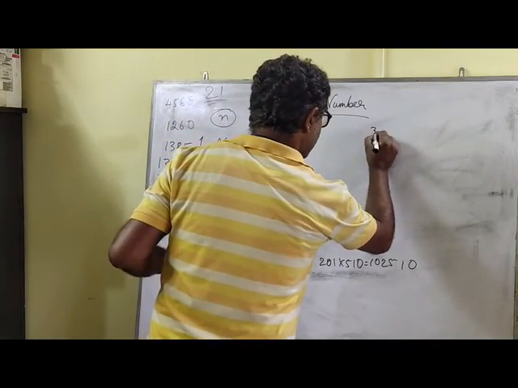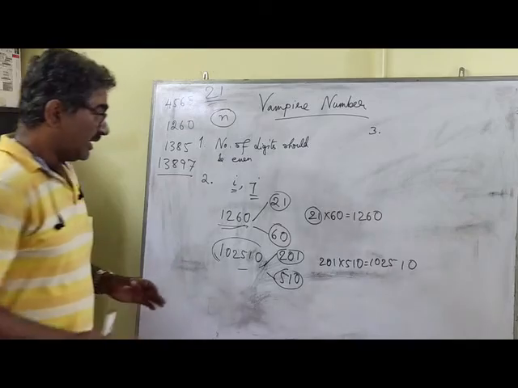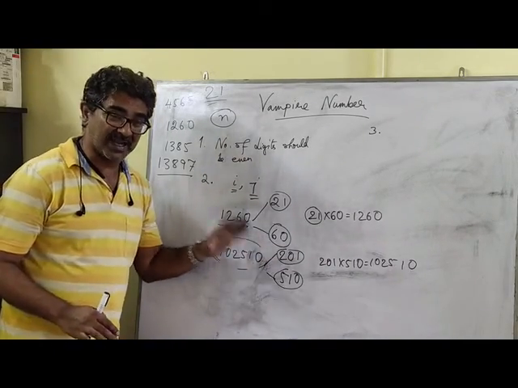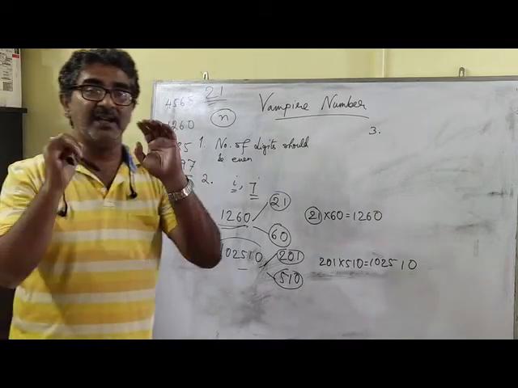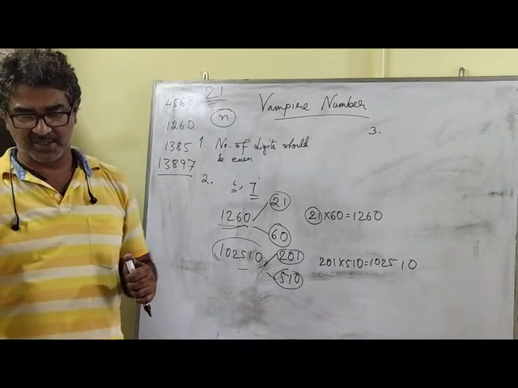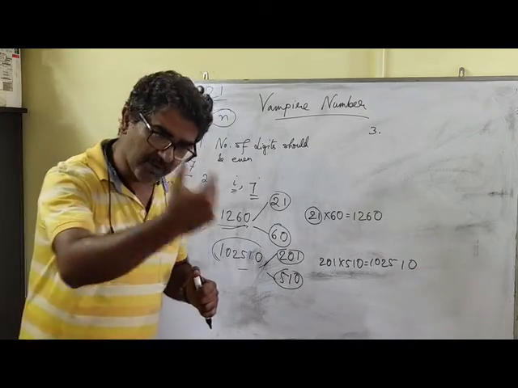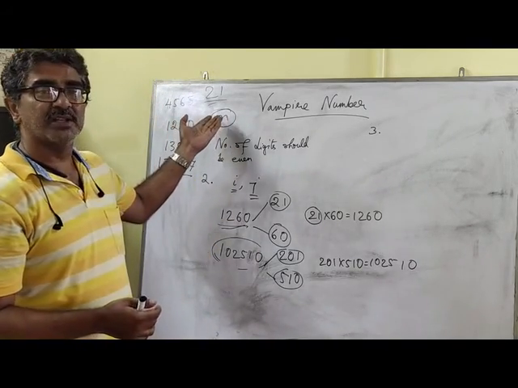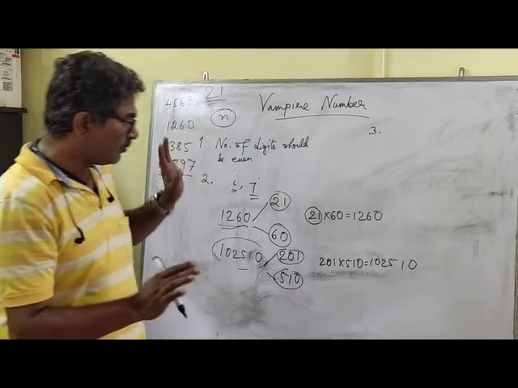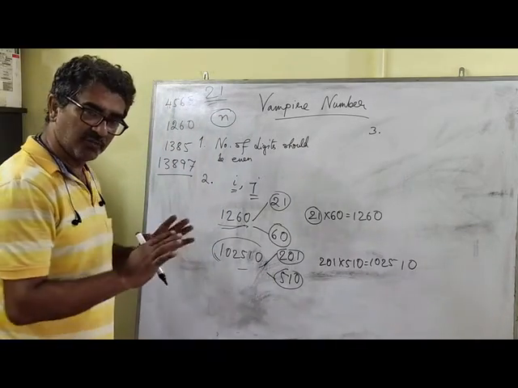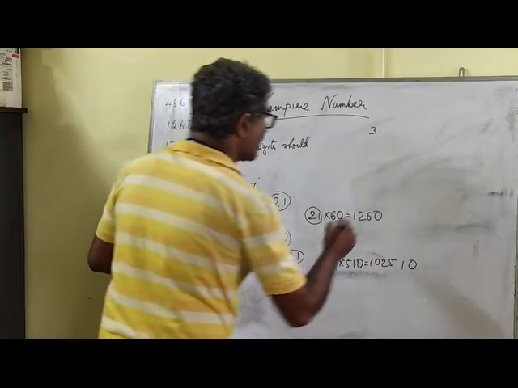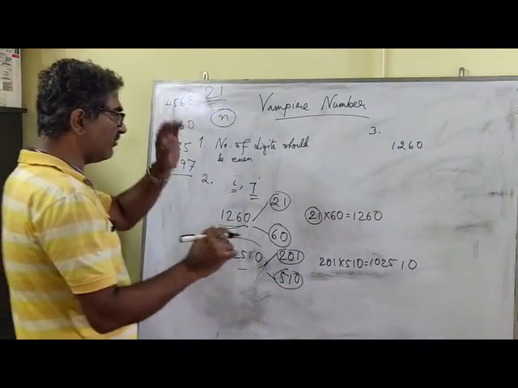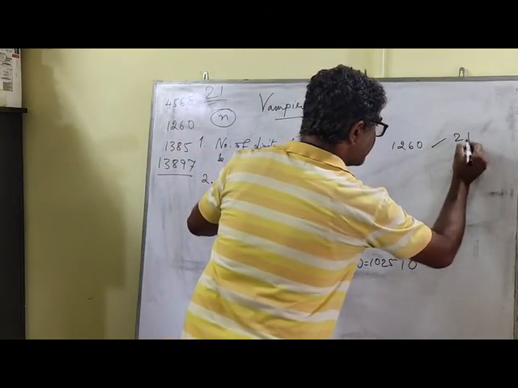Now the third part. Even now we did not get it. The factors which you get, which when combined, will have the same digits with the same multiplicity, that means with the same repetition, as the original number. I'll tell you what I mean by this. Suppose this is 1260, because this is the first possible vampire number. So suppose this is the thing, and we get two factors, 21 and 60.